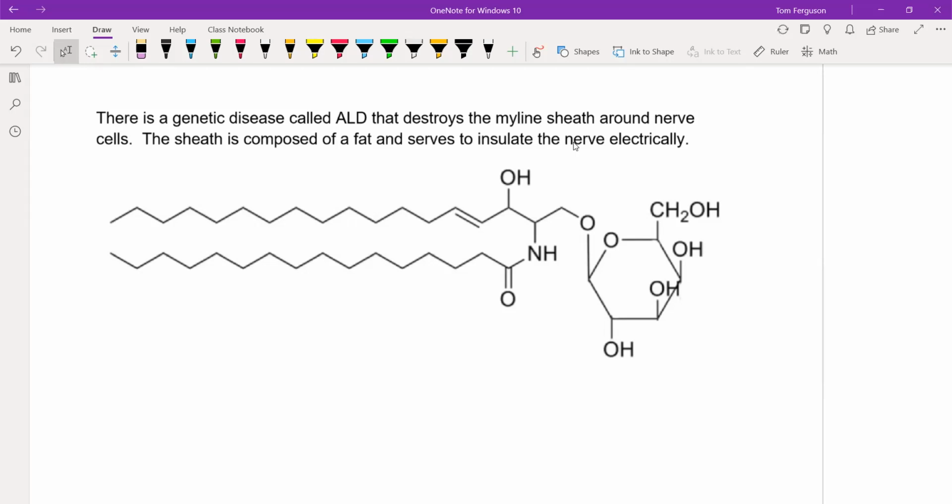Okay, this molecule is part of your fat. And what it does is it resides in the fat that surrounds a nerve, insulating it. And what happens if anything destroys that insulation, the nerve can no longer function. And that's what happens with adrenoleukodystrophy, I believe, ALD. They made a movie out of this.